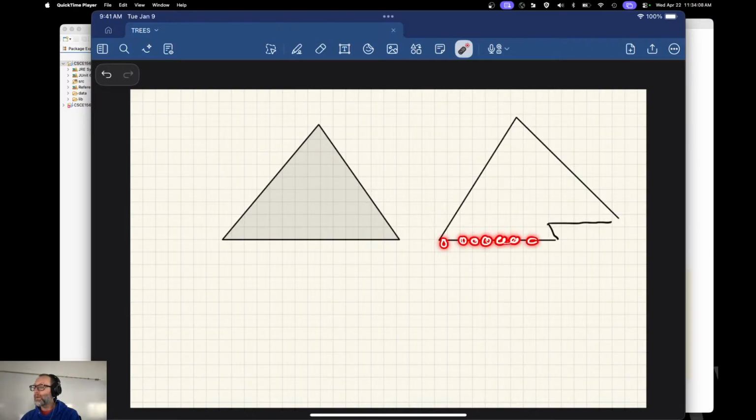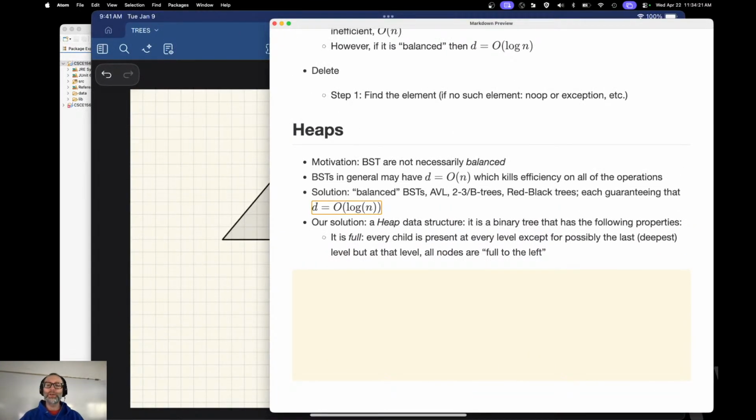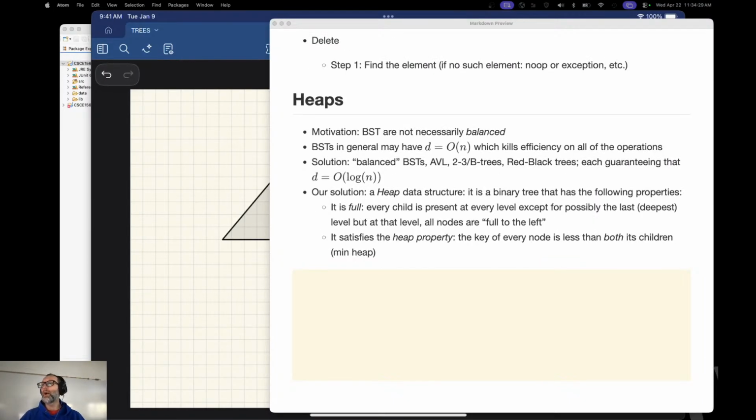All of the nodes are going to be present here until the final node, and then none of those nodes are going to be present in that level. So that gives us that the depth of this heap is going to be logarithmic. This is called the fullness property, and the fullness property guarantees that the depth is going to be logarithmic. The second property is that it satisfies the heap property.